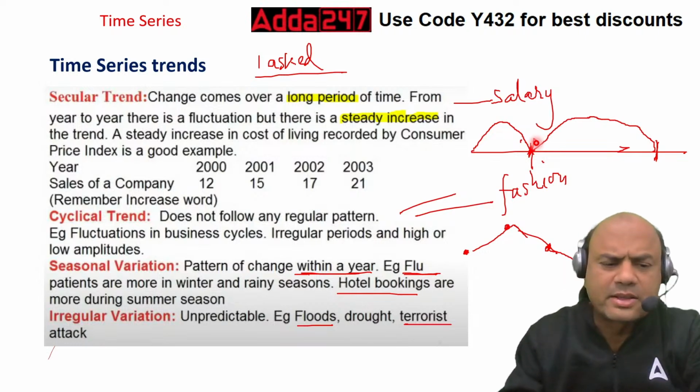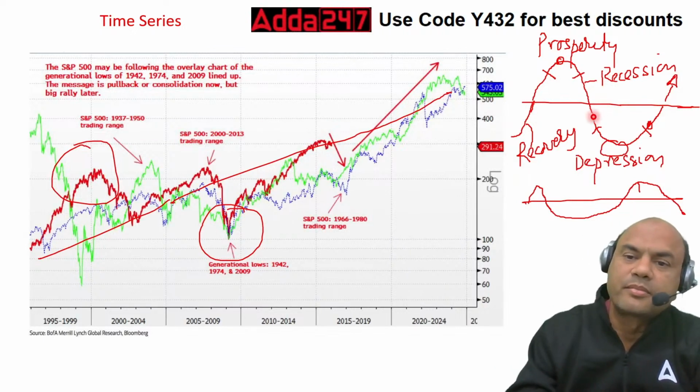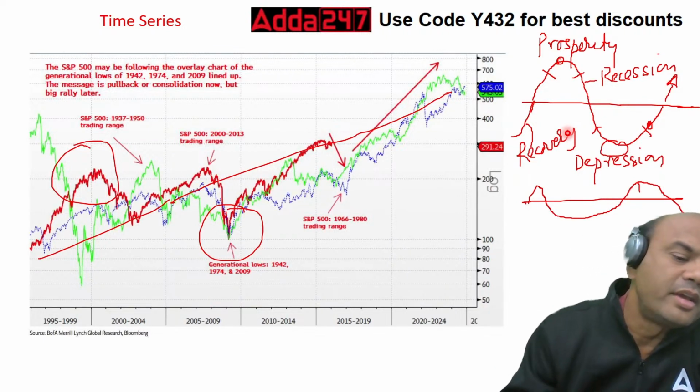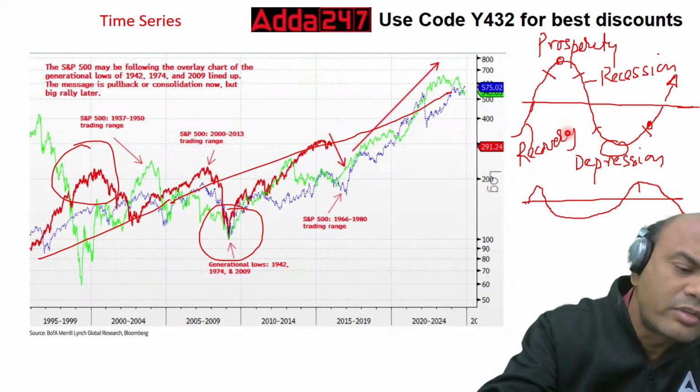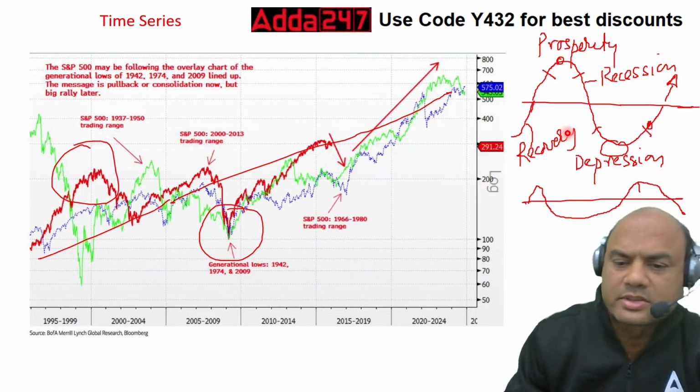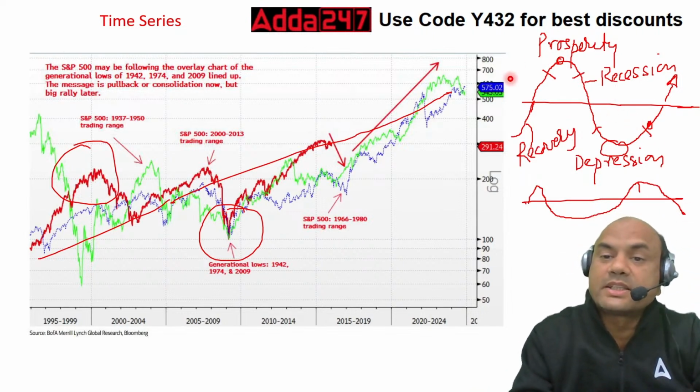Okay, for one more example, let me show you one more on this. I have this over here. See this. This is a business cycle. In the business cycle, kindly note, there are four levels of business cycle. Always in any business, there are four stages of the business cycle.